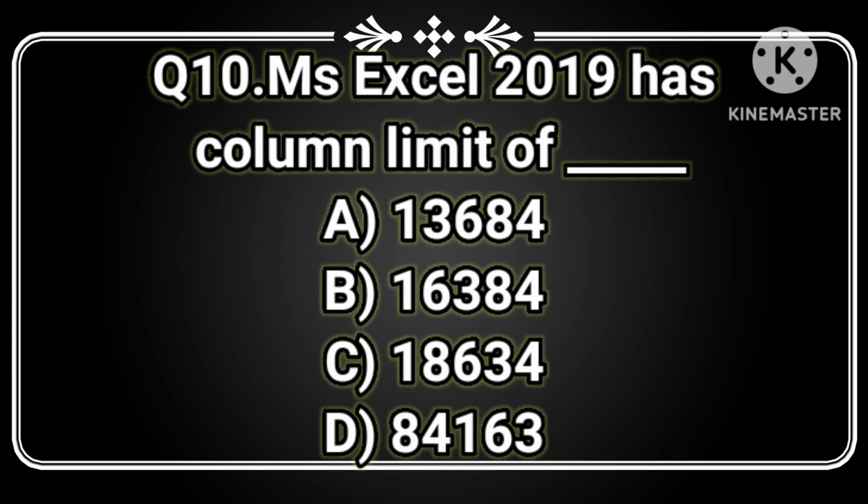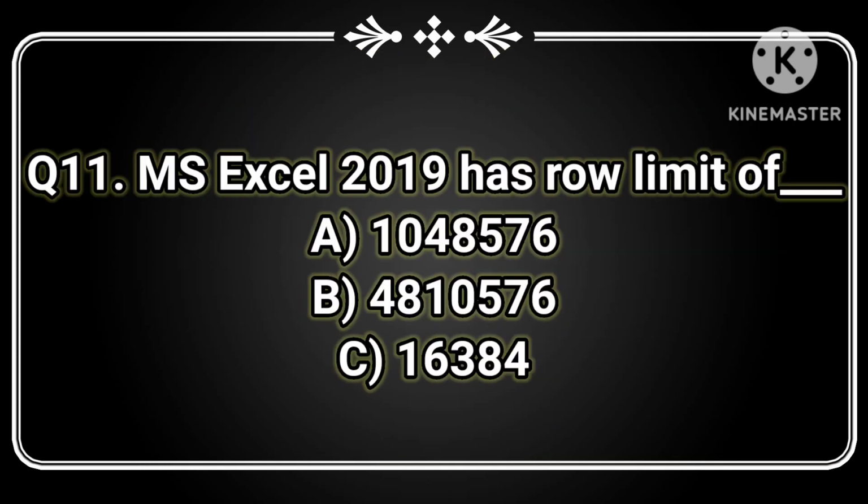A. 13,684, B. 16,384, C. 18,634, D. 84,163. Right answer is option B, 16,384. Next question. MS Excel 2019 has a row limit of?